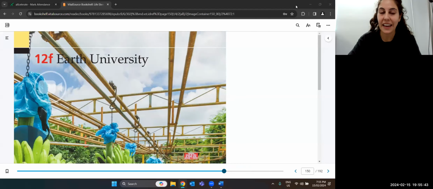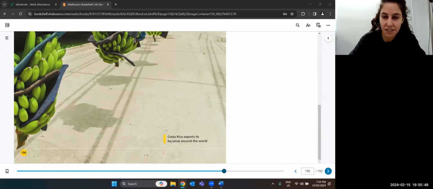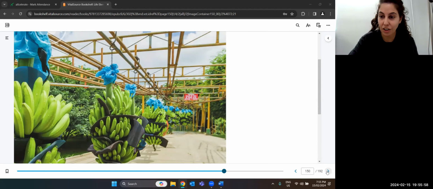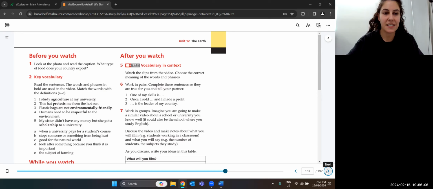So now we are looking at Earth University. So it says here, Costa Rica exports. That means that it sends out its bananas around the world. There we go. Bananas, Costa Rica and Latin America. So let's read some of these sentences and see what the words mean. I study agriculture at my university. So this is a subject of agriculture that I know Sebastian enjoys. What is agriculture? It's the subject of farming.